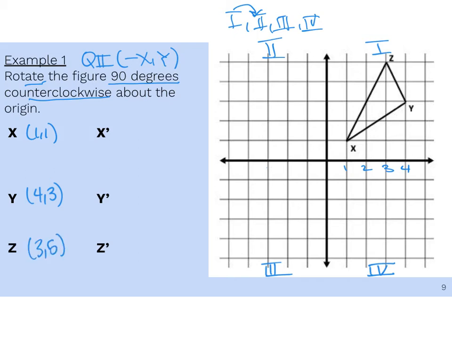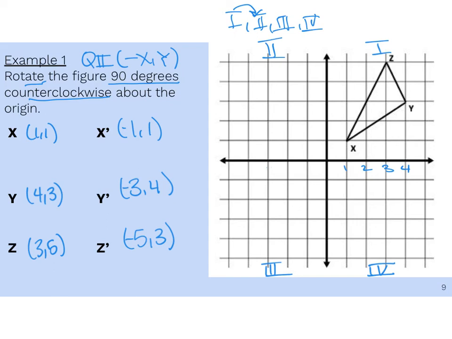So for a 90-degree rotation, everything is going to switch. So I don't even need to worry about signs. I'm just going to switch everything, but this is the same. 4, 3 becomes 3, 4. And 3, 5 becomes 5, 3. Now, I'm going to be in quadrant 2. So that means x's are negative. Y's stay positive.